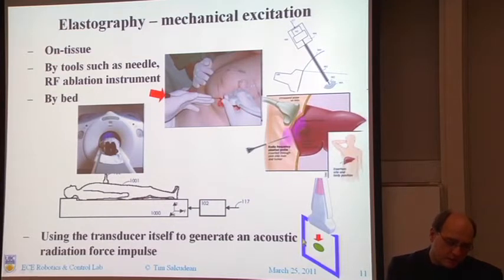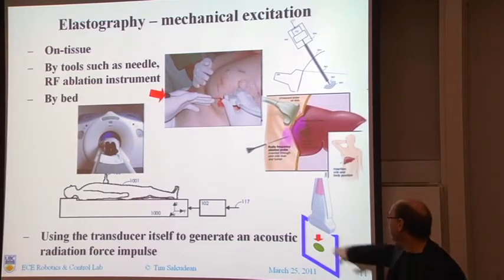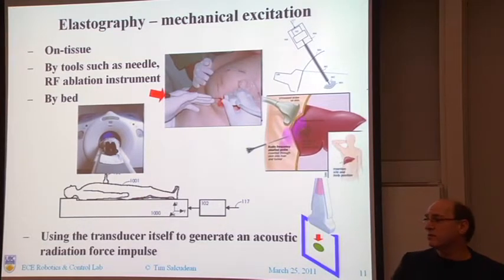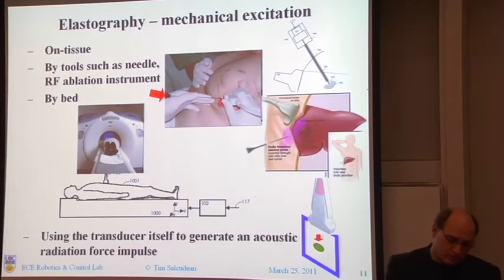There's another neat way of doing this, by using the transducer itself to generate an acoustic radiation force impulse, by basically timing the signal sent by the array so that they arrive at the same time at a certain location that generates a push. That push generates a displacement. Then you can monitor the way the tissue returns from that displacement.